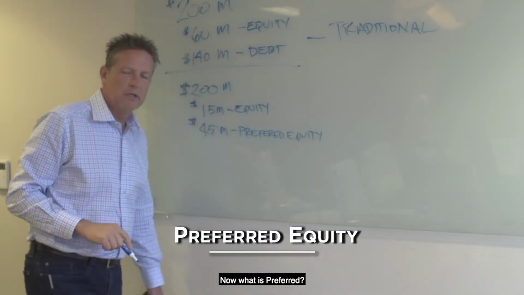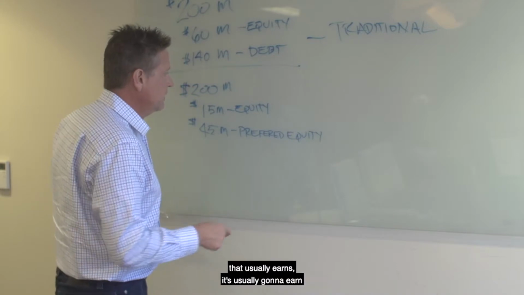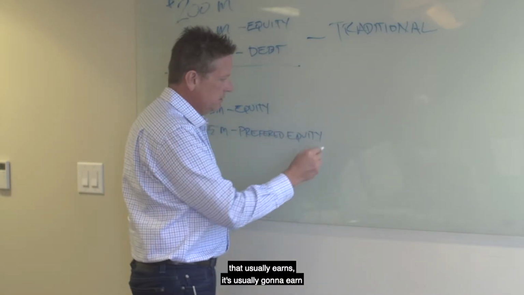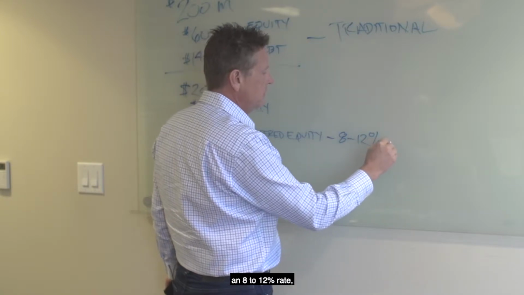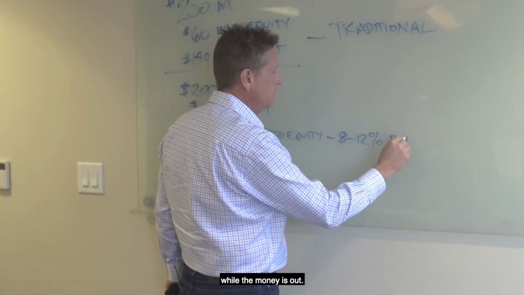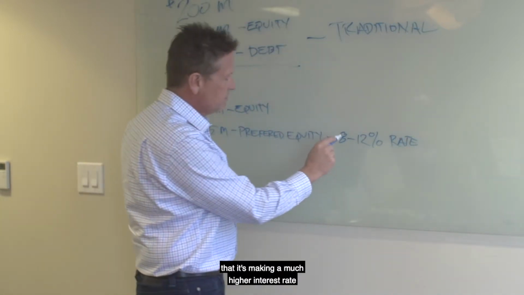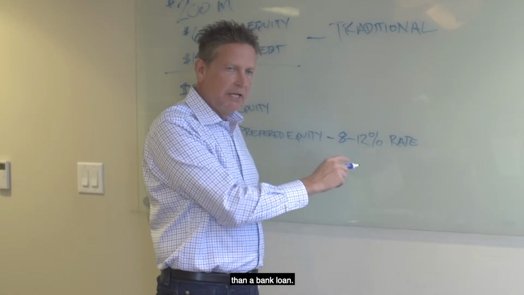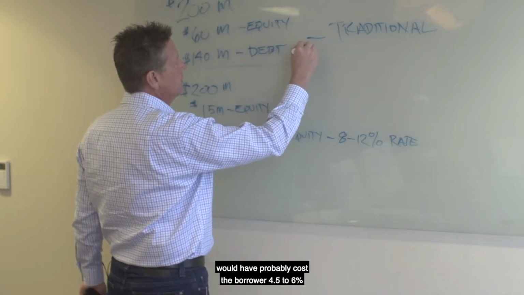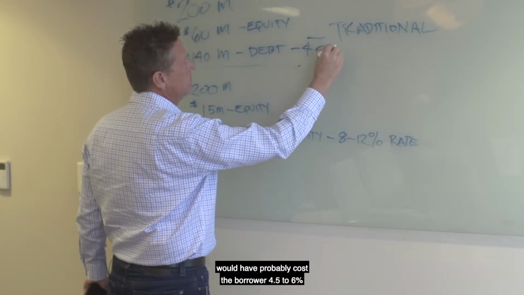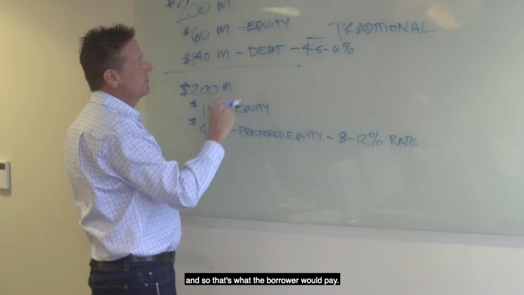Now, what is preferred? Preferred is a special type of equity that usually earns an 8 to 12% rate while the money is out. So it's just like another loan, except that it's making a much higher interest rate than a bank loan. On a traditional bank loan up here, this debt would have probably cost the borrower 4.5% to 6%. And so that's what the borrower would pay.